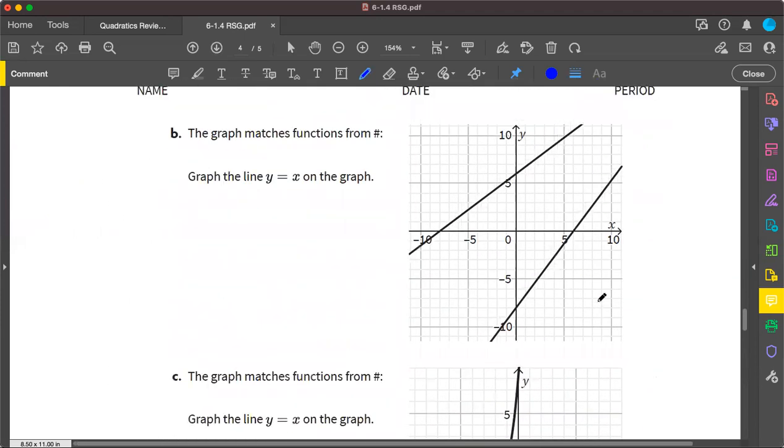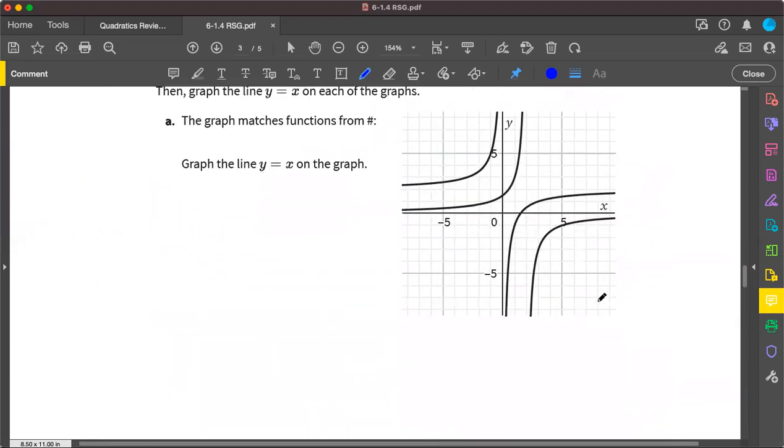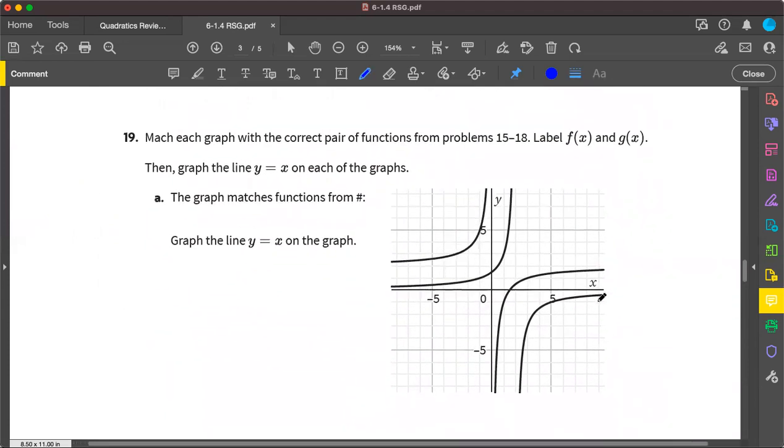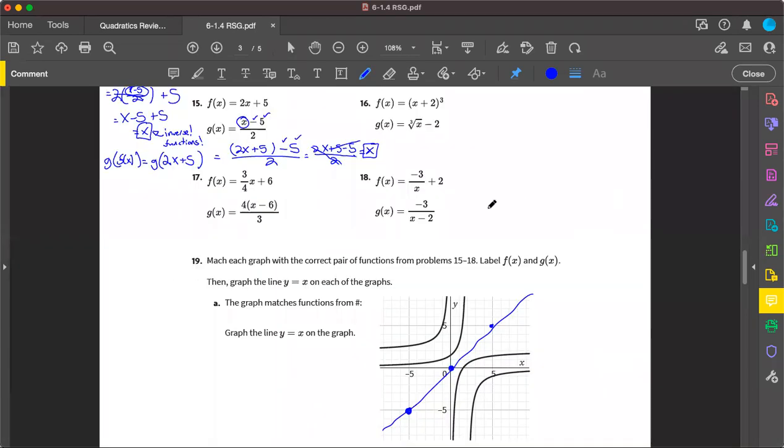What's this asking? Match each graph with the correct pair of functions. Label f of x and g of x, and graph the line y equals x on each of the graphs. The graph matches functions from number blank. Graph the line y equals x on the graph. I mean, they should have kind of done this, but we'll sketch it out real quick. All right, so I know what they need to do. They're saying based off of these bits up here, match it with a graph. That's what they're trying to do.